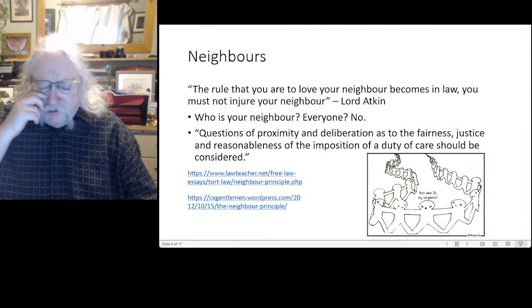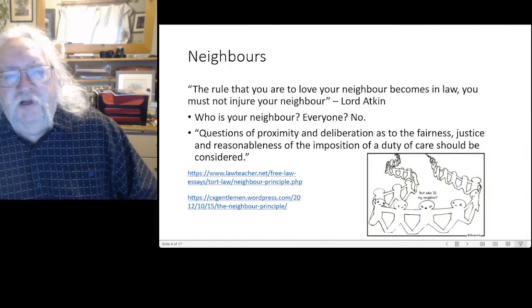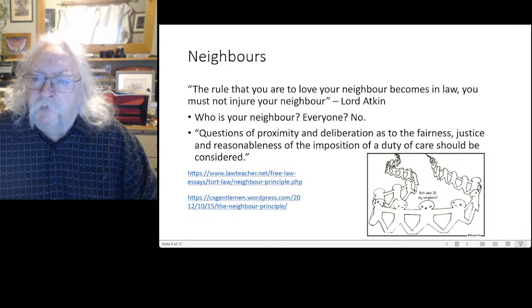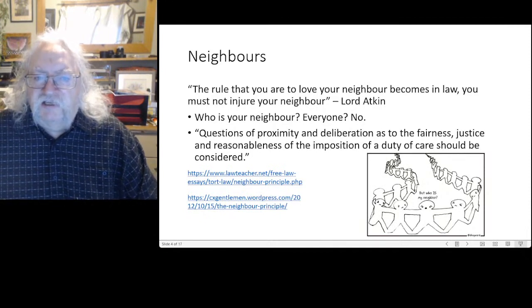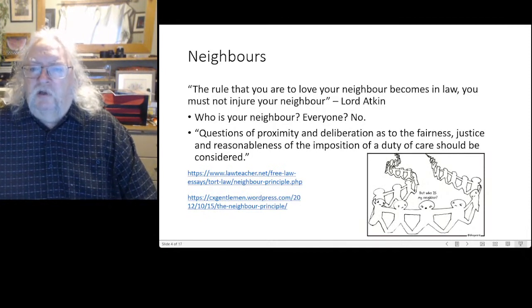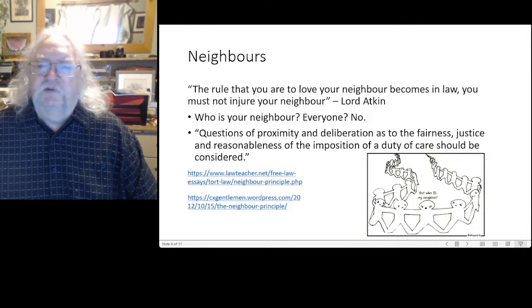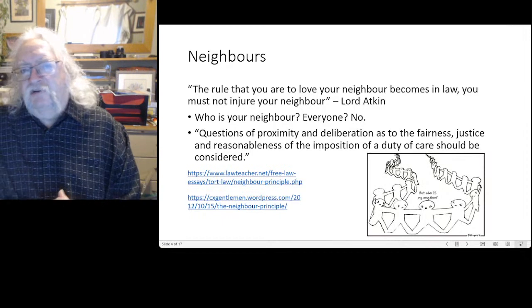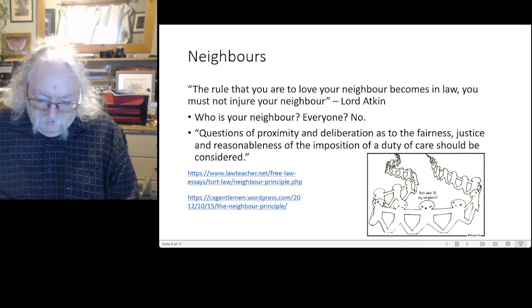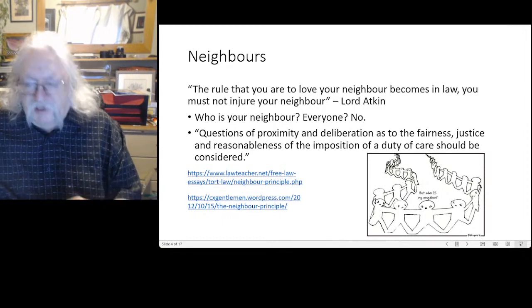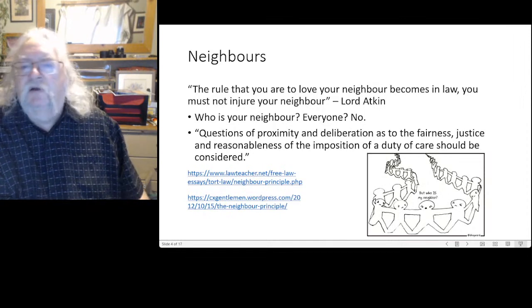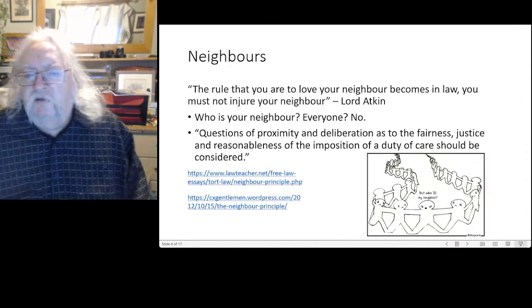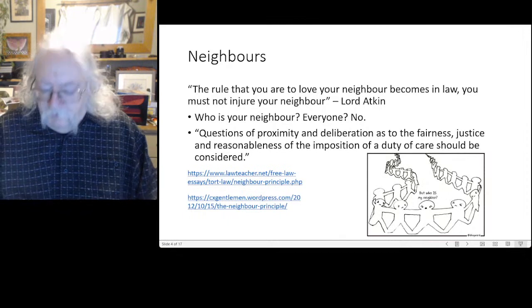So, what's interesting about that principle is that it brings in the concept of neighbors. And Atkin says, the rule that you are to love your neighbor becomes, in law, you must not injure your neighbor. Now, this is interesting to me because he's actually bringing in a rule from, well, biblical law specifically, the injunction to love your neighbor.